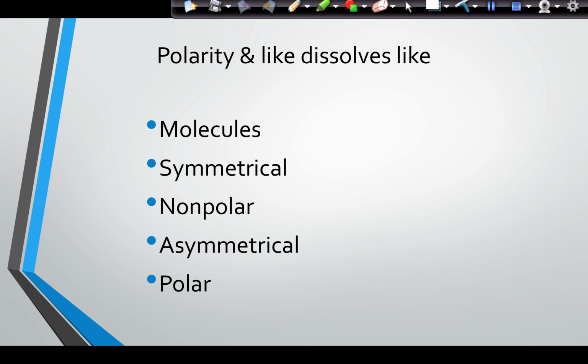Like dissolves like, which means that polar water will dissolve other polar molecules. Nonpolar substances like benzene will dissolve other nonpolar substances, and something like oil that is nonpolar will not dissolve in water, which is polar.